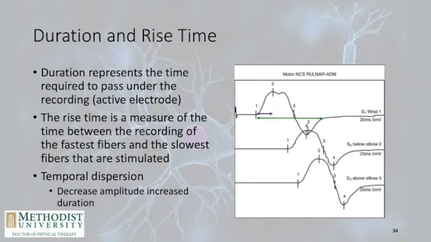Duration and rise time. So what we're looking at here for duration is the time required to pass under the recording electrode. So basically the time it takes to get from point A to point B. Rise time is the time between the recording of the fastest fibers and the slowest fibers. And then there's something called temporal dispersion, which is basically a decrease in amplitude and an increase in duration. Don't worry about temporal dispersion too much. The duration and the rise time are much more important.